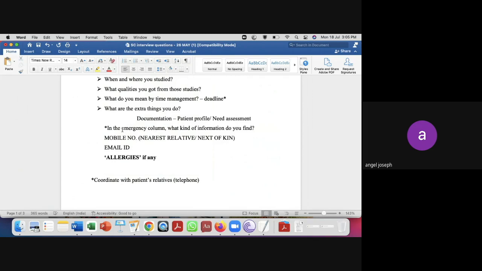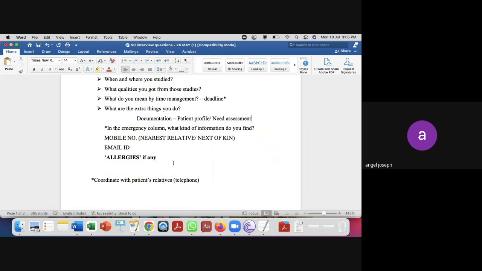Understand what is in their emergency column. First thing, you will find the mobile number of the nearest relative. Okay. Of course, email ID will be provided. Next, allergies, if any. Make sure to mention this. Emergency column, if there is any allergy that the patient suffers from, that is also mentioned in the emergency column. Say, for example, the patient eats crab and has an allergic reaction. Okay, just giving you an example.